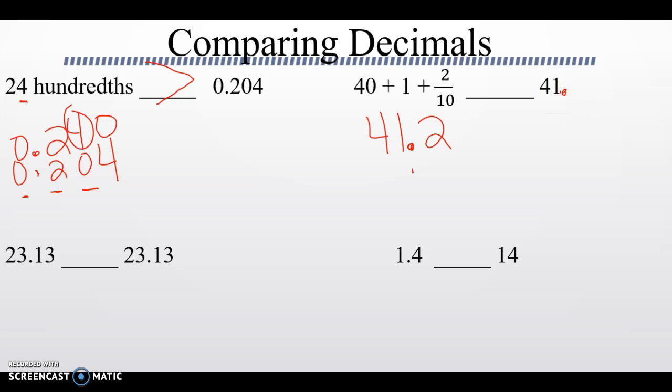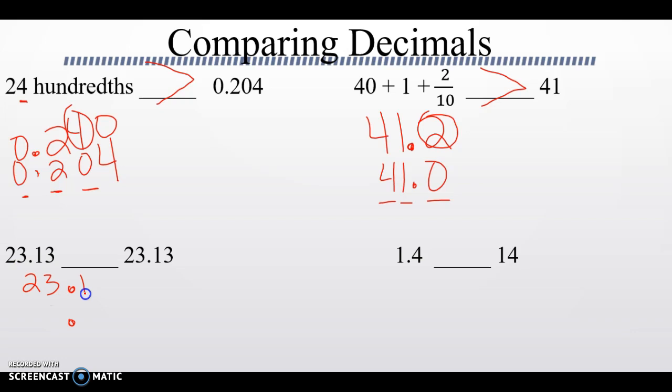So I line my decimal points up and rewrite my numbers as they are shown. Fill in your empty places with a 0. Start at the left, 4 and 4, 1 and 1, 2 is greater than 0. So opening.